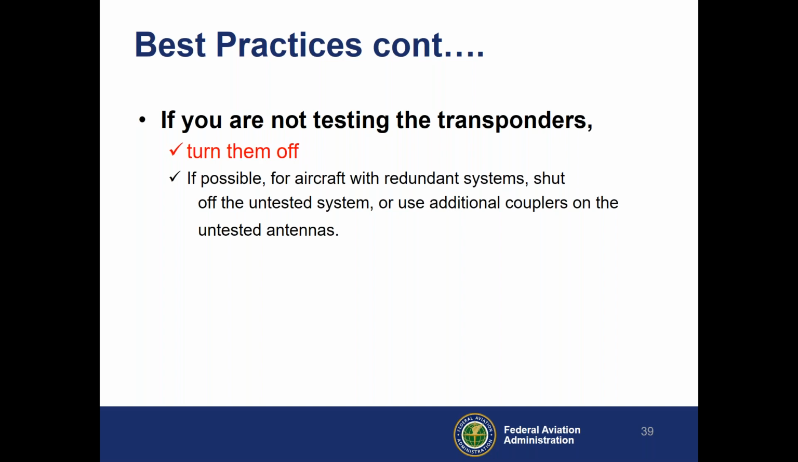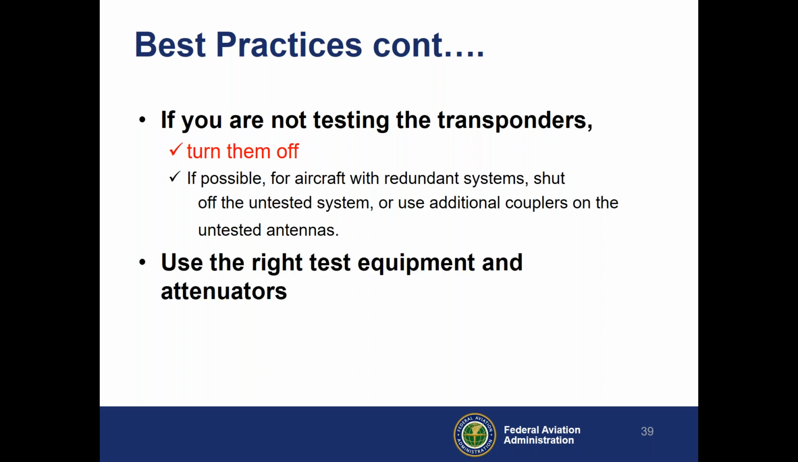If possible, on aircraft with redundant systems, shut off the untested system, or you can use additional couplers on the untested antennas. Normally, transponders are wired so that only one unit is on at a time, but it's always one of the things you can check. Use the right test equipment and attenuators. Use the RF blankets. As you saw, they're not very expensive.